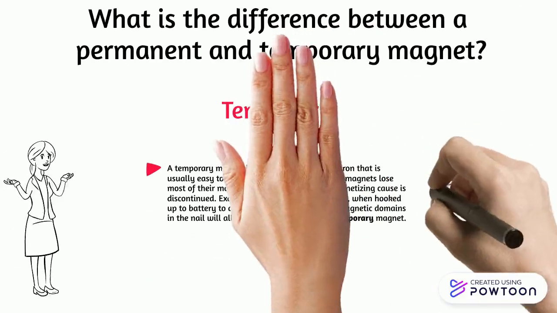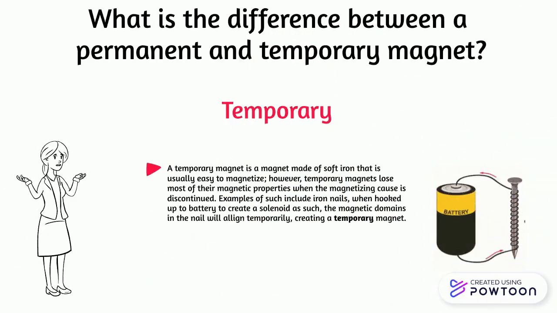What is the difference between a permanent and temporary magnet? Temporary magnets are usually made of a soft iron that is easy to magnetize. However, temporary magnets lose most of their magnetic properties when the magnetizing cause is discontinued. Examples of such include an iron nail.